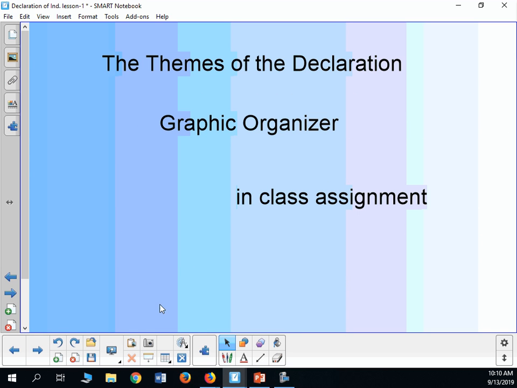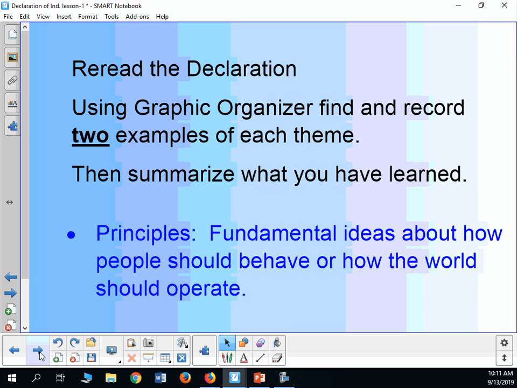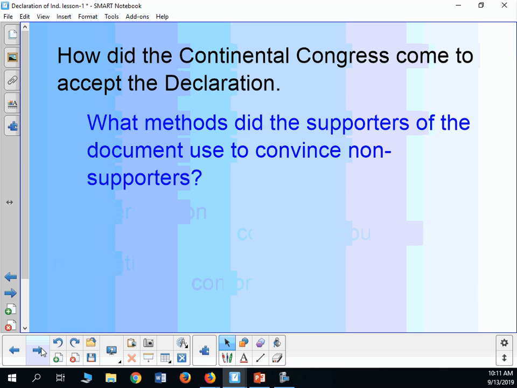So again, you have the assignment themes of the declaration. There's a graphic organizer. We did it as an in-class assignment. If you were not there or you're missing this assignment, please check with me or find it in the stuff that you have in your book bags and get it done and turn it in to me. I'll be happy to work with you on that. Now, yeah, this is just that portion.